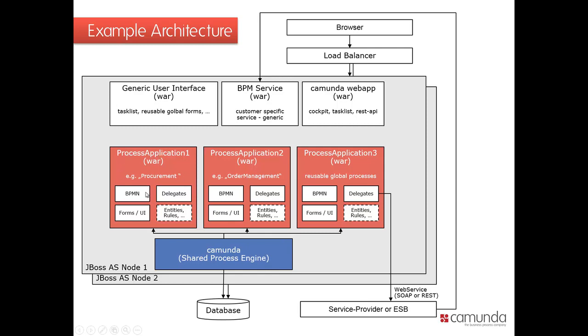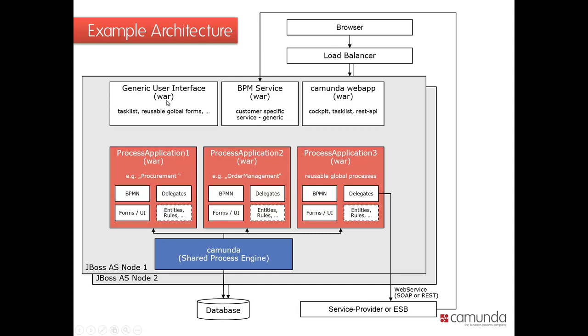Then we normally have a couple of process application WARs. You normally separate the deployments for different domains. We might have the procurement processes, the order management process, and you might even have some global reusable processes, like input management, sending some documents or sending some emails. So you might want to separate them. You have different deployments, and you can redeploy them differently. That works pretty well.